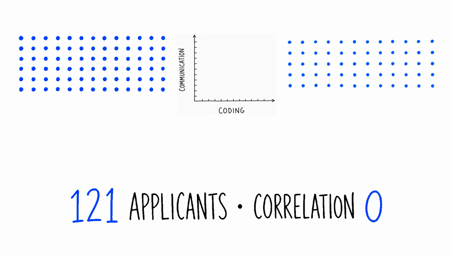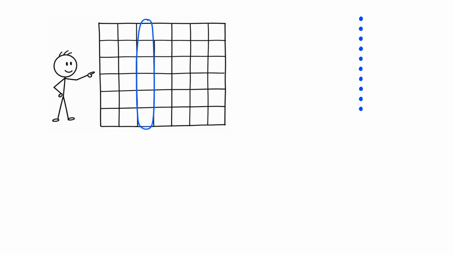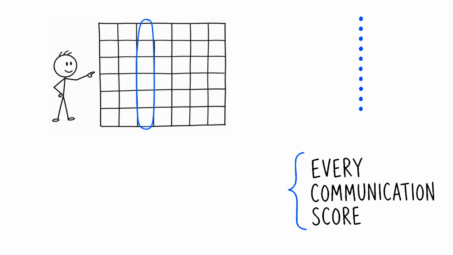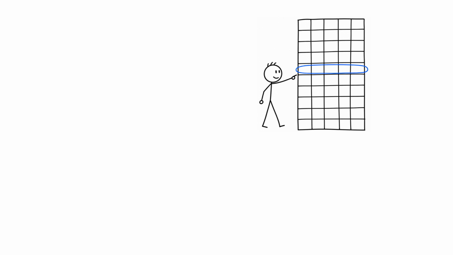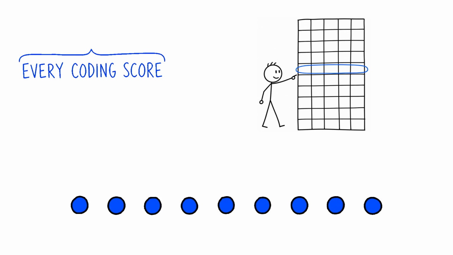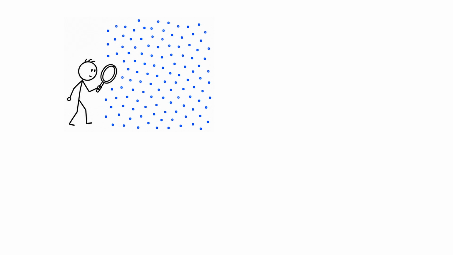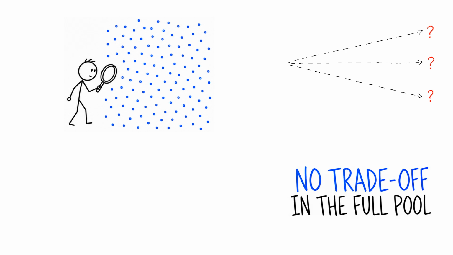Coding tells you nothing about communication. The correlation is exactly 0. Look at one vertical slice, and every communication score is still possible. Look at one horizontal slice, and every coding score is still possible. The cloud has no preferred diagonal. Excellent coders can communicate well or badly. Weak coders can too. There is no trade-off hiding in the population we built.